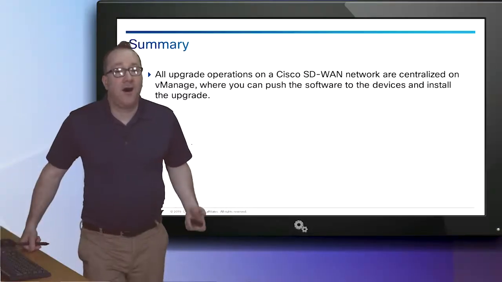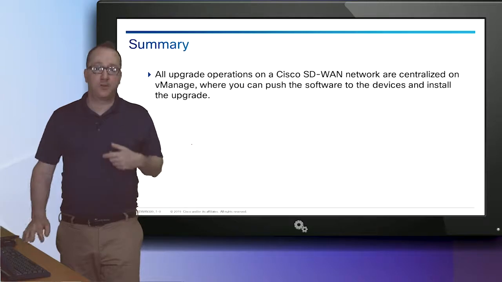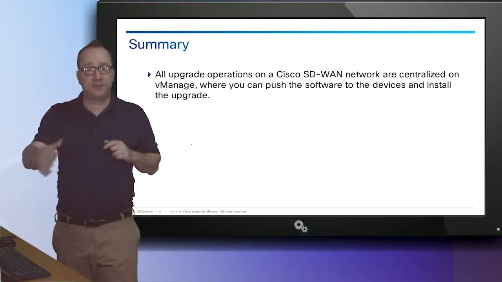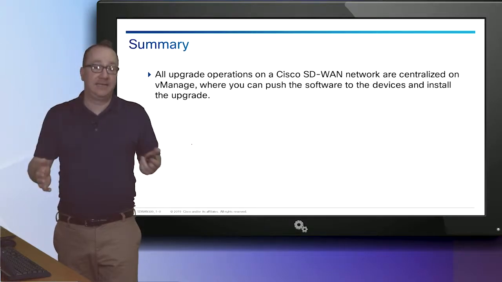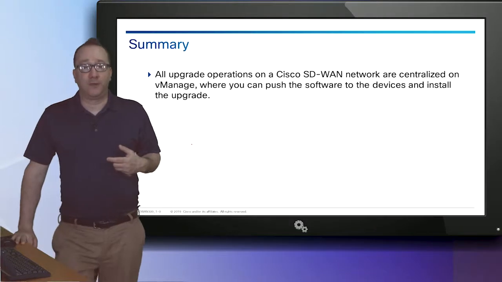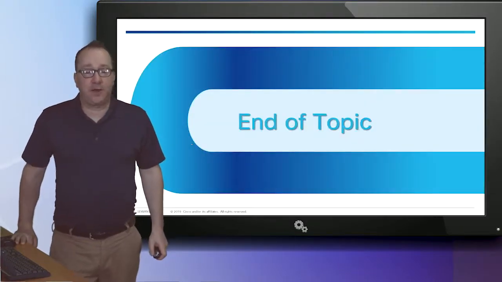So in summary, all the upgrade operations of the SD-WAN network are going to be centralized on vManage. You can push the software to devices and install the upgrade. The cool thing is that we can push that software to the systems, because that can take some time, and then schedule the upgrade for a later period of time during a maintenance window. Okay? And that's the end of software upgrades.